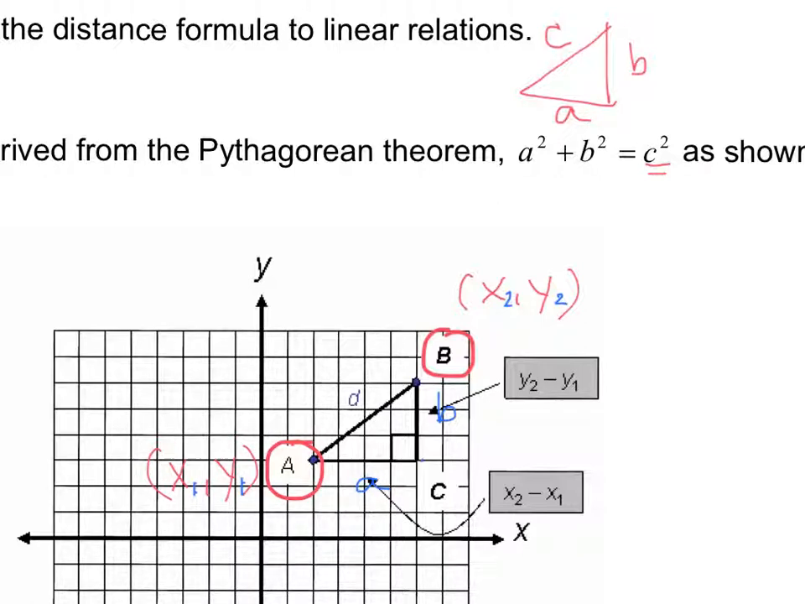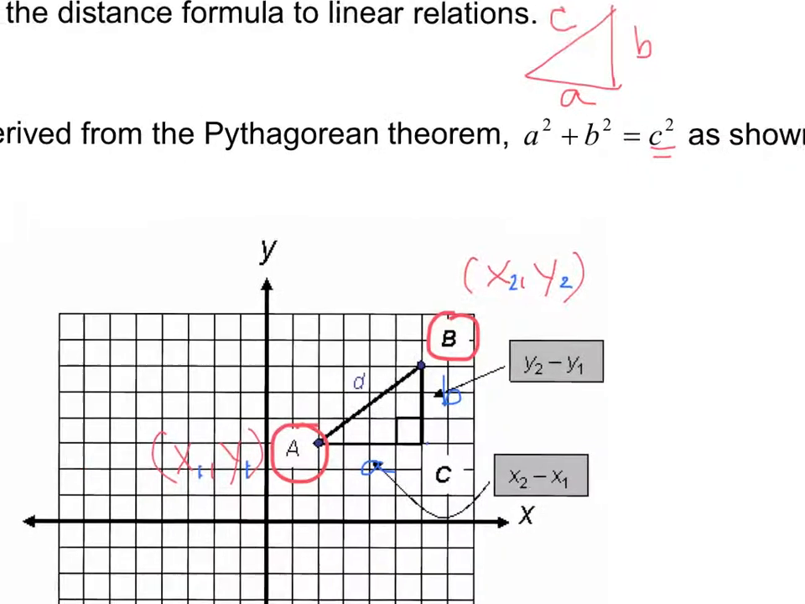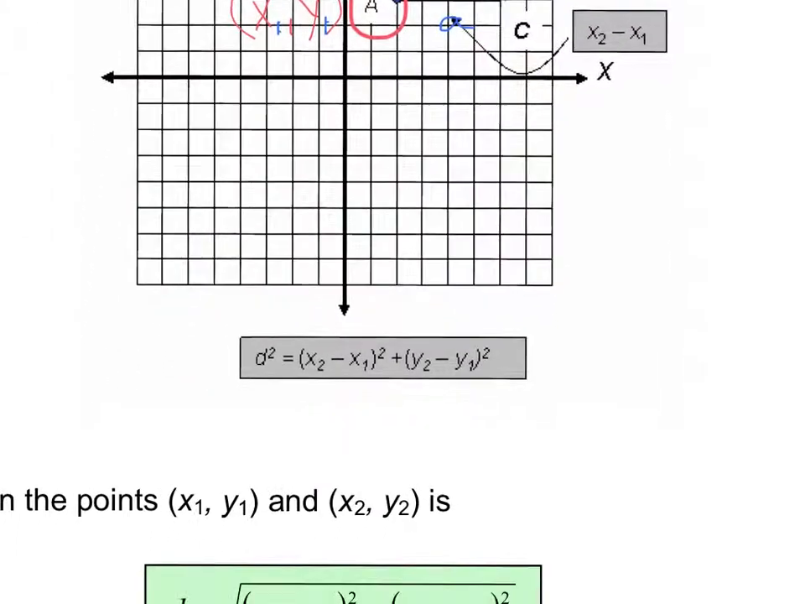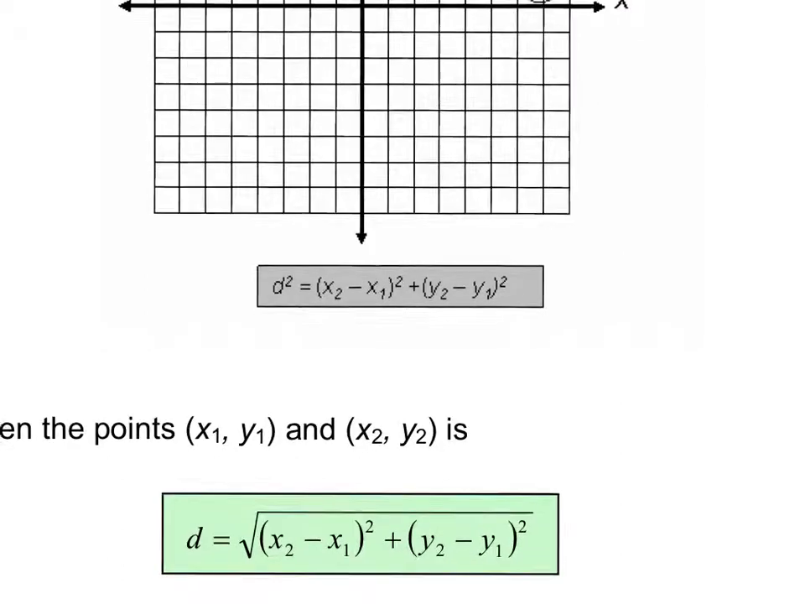Knowing that the difference between x2 and x1 is a, and knowing that the difference between y2 and y1 is b, we can take that and replace these values into our equations. And then here d is going to be our c. When we replace it into the equation, we get this new equation right here.